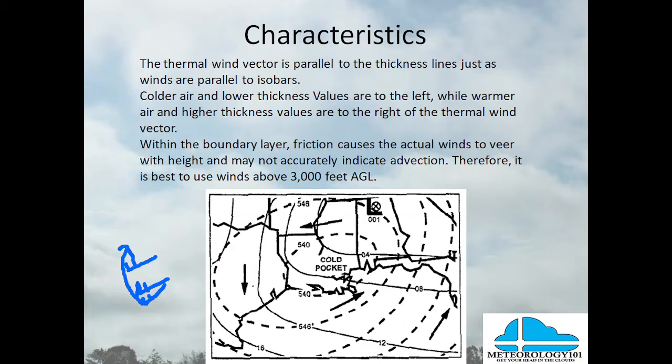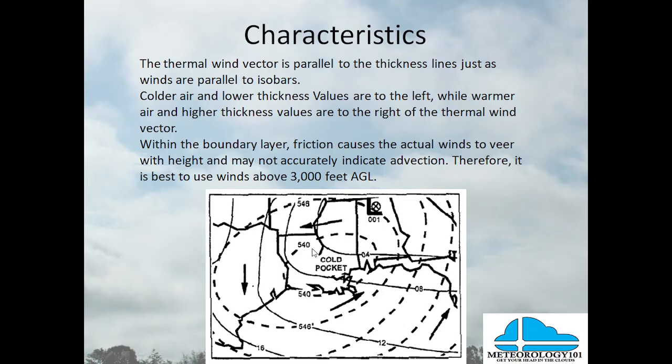Alright, so use winds above 3,000 feet to get out of the boundary layer. Pretty much you're saying 3,000 feet because of the mountains and all that. So if you're in Colorado, you probably want to go more like 5,000 feet to get out of all that friction.